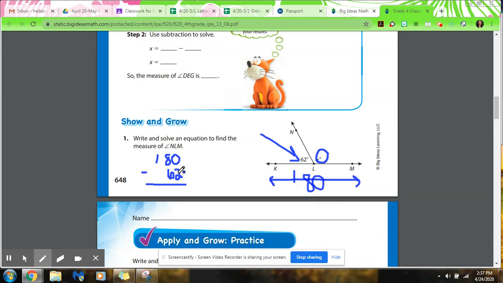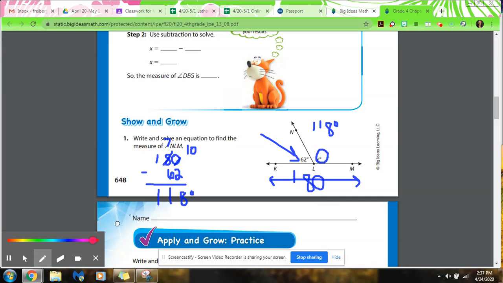I can't do 0 minus 2, so I have to borrow. 8 turns into 7, 0 turns into 10. 10 minus 2 is an 8. 7 minus 6 is a 1. 1 minus nothing is 1. So our missing amount is 118 degrees.